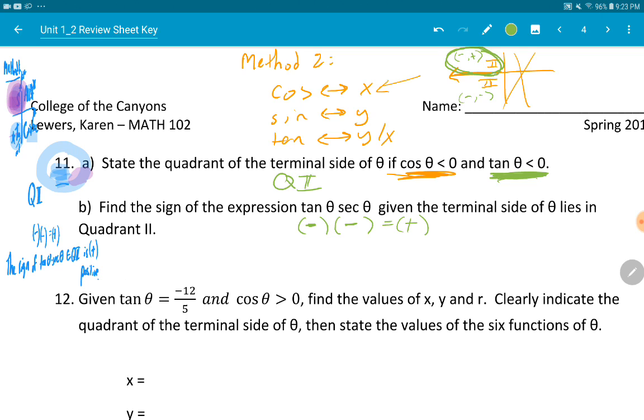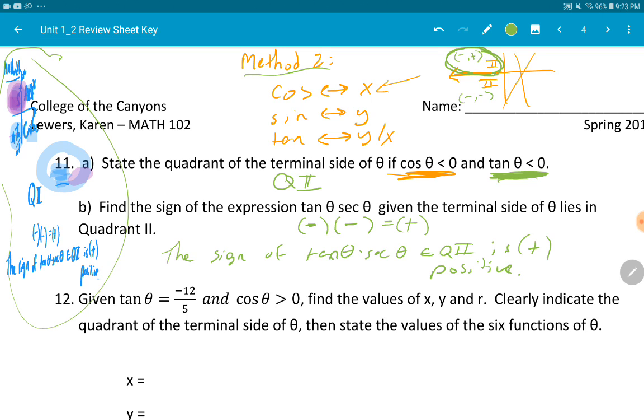So we have, what do we have? The sign of tangent theta times secant theta in quadrant 2 is positive. Okay, so that's method 2. So for method 1, watch the first half of the recording and you get this blue area. And method 2 is in orange and green over here.